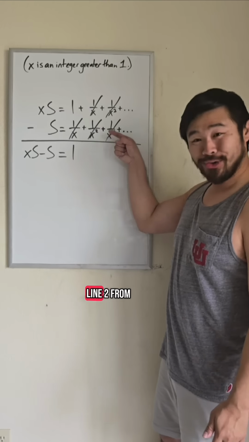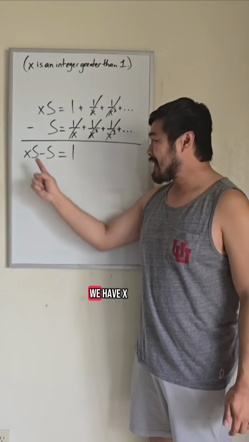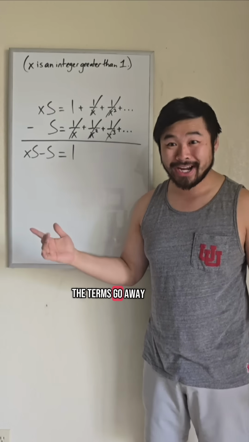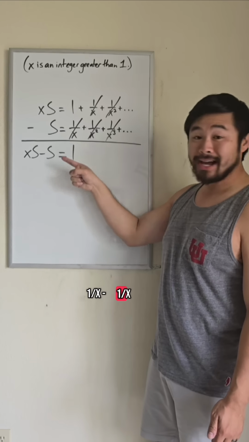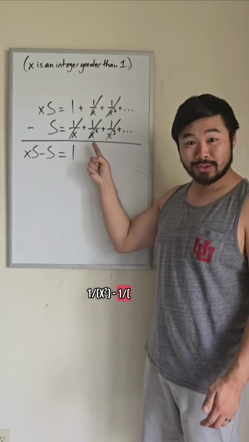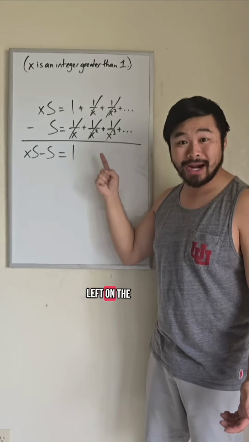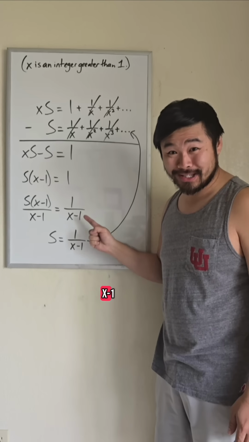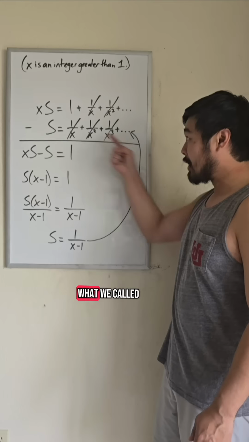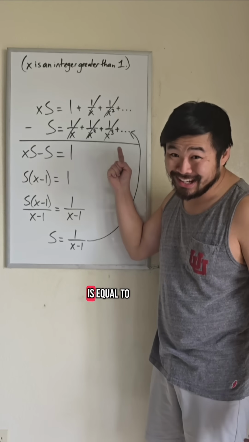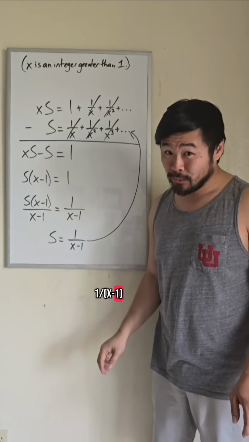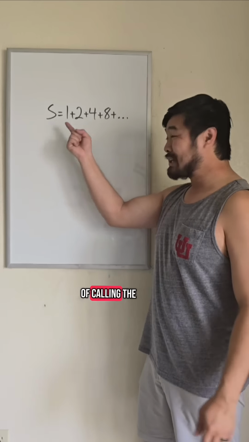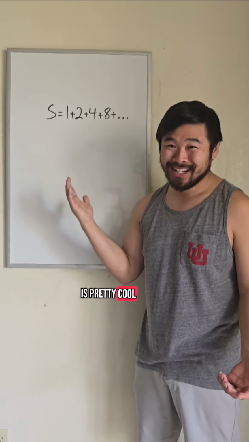Then let's subtract line 2 from line 1. On the left, we have x times S minus S, and on the right, well, a lot of the terms go away, because we have 1 over x minus 1 over x, 1 over x squared minus 1 over x squared, and so forth. So all that's left on the right side is 1. And when we factor and divide both sides by x minus 1, we see that S, which is what we called the sum of this infinite series, is equal to 1 over x minus 1, which is exactly what we wanted to show.